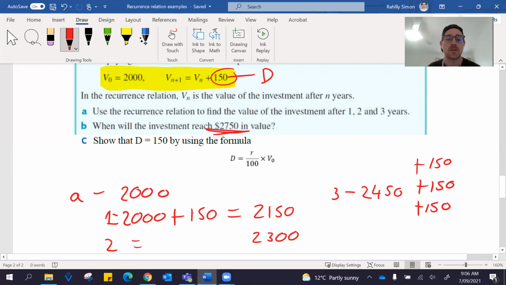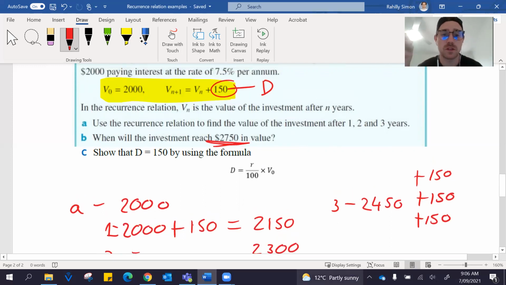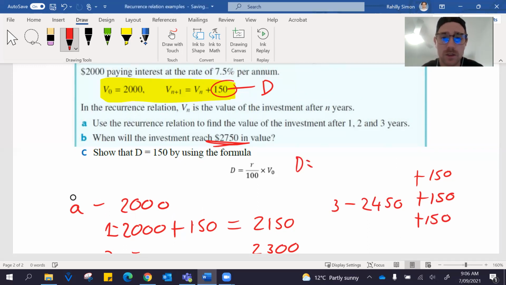Okay. And then finally, show that D equals 150 by using the formula, which is obviously the formula we use to find our D. So for this one it would be D equals 7.5 over 100 times 2,000. And that will equal, we'll just double check, 150.